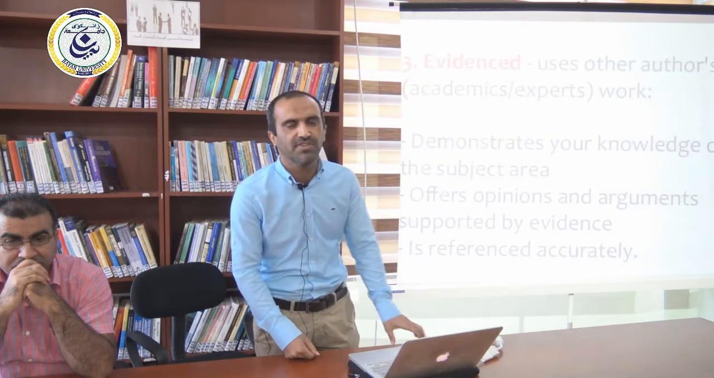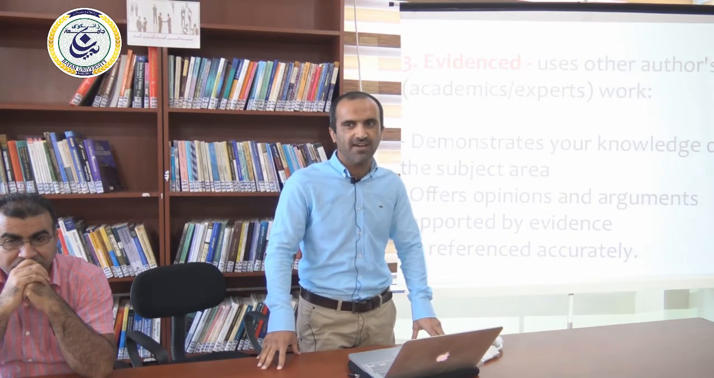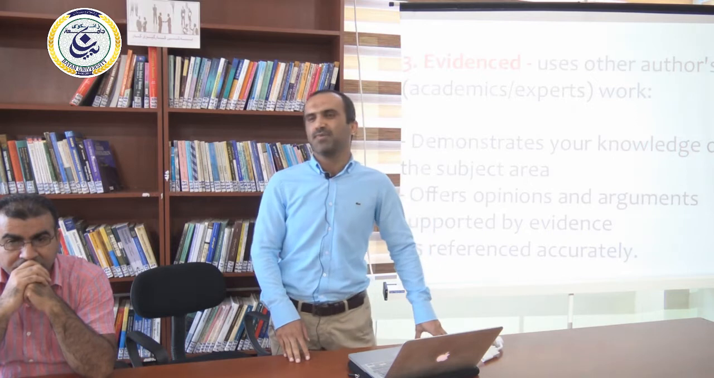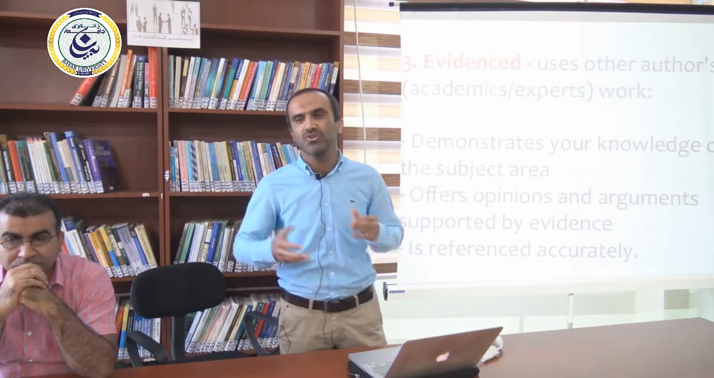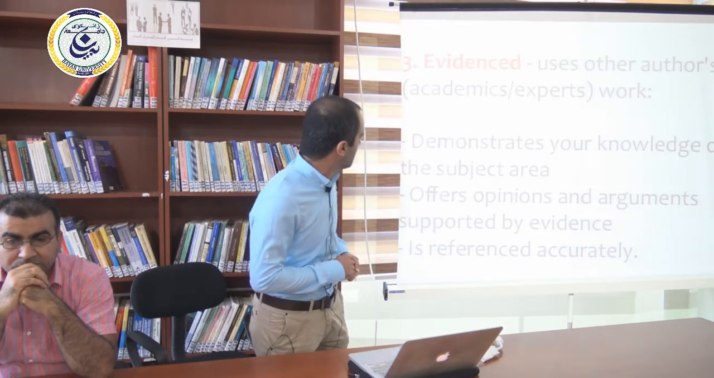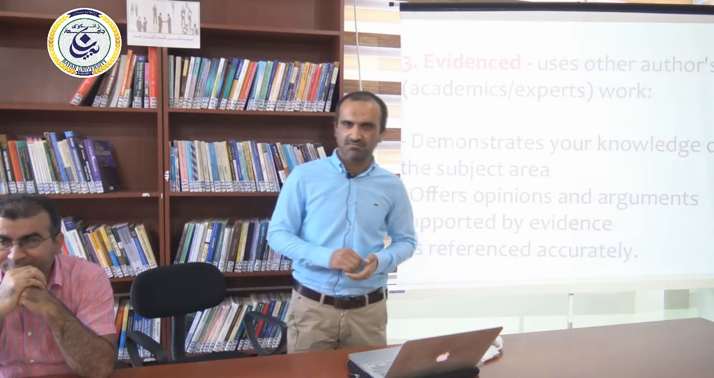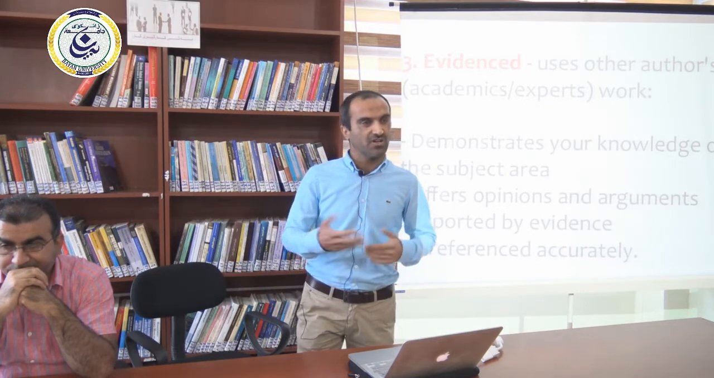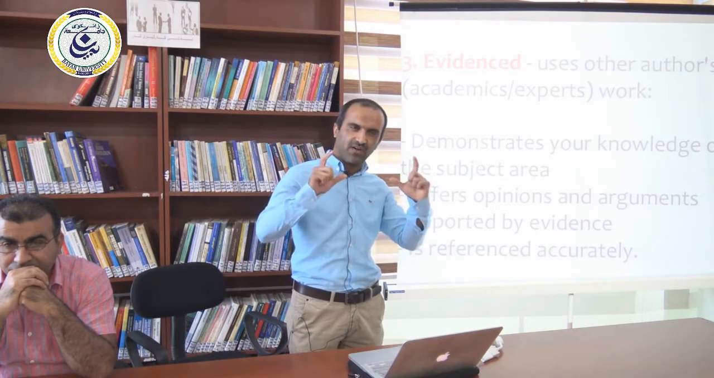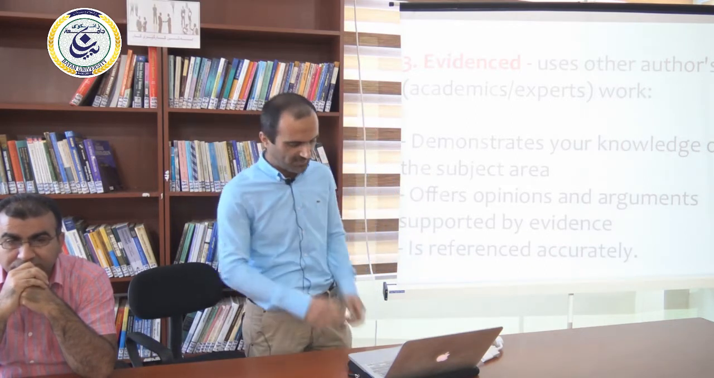The third characteristic of academic writing is that it should be evidenced. It means we should have sources. Okay? In academic writing, we don't just show your ideas and your viewpoints. You have to think about the sources, okay? Support your ideas, support your arguments with evidence. For example, demonstrate your knowledge of the subject area, and offer your opinion, where the argument is supported by evidence. What do you mean by evidence? You've got sources: academic sources, journal articles, authentic websites, and they should be referenced accurately. We've got in-text citation, so the name of the author and the date of the publication as well.